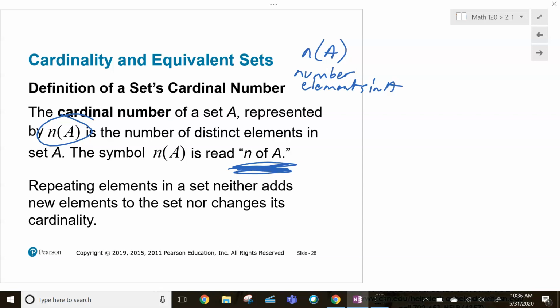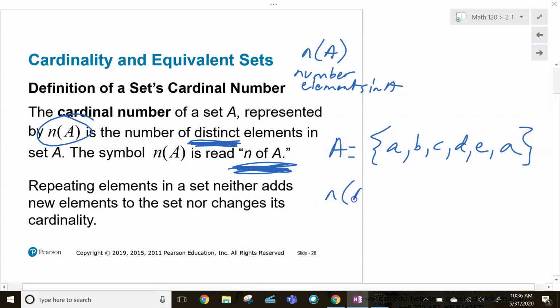Now notice it says distinct elements in set A. Distinct elements in set A is the cardinality. So for example, if I have a, b, c, d, e, a, and this is set A, the cardinality, the number of elements in the set, is 1, 2, 3, 4, 5, but I don't count that a again. It's distinct elements.